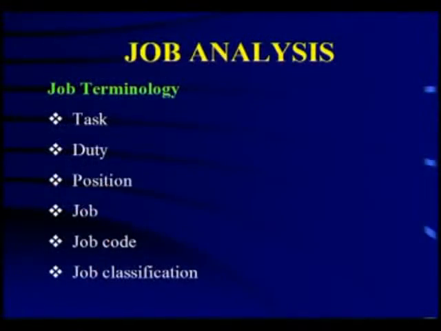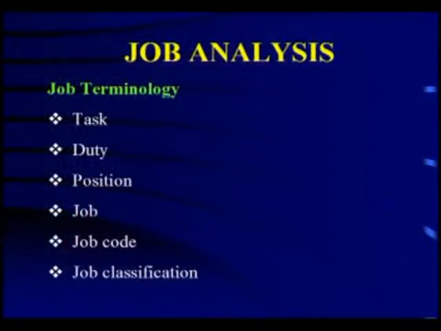And the next one is job. A job refers to a group of positions similar in significant duties. For example, technical assistants, company programmers, and various other positions. And the fourth one is job code. Job code is assigning numbers, or sometimes letters, or sometimes even numbers and letters together. In order to identify a particular job, a number is assigned, a letter is assigned, and sometimes letters and numbers are assigned together.